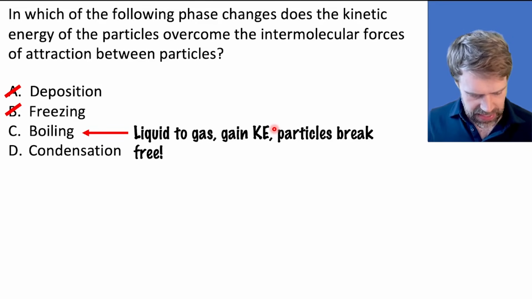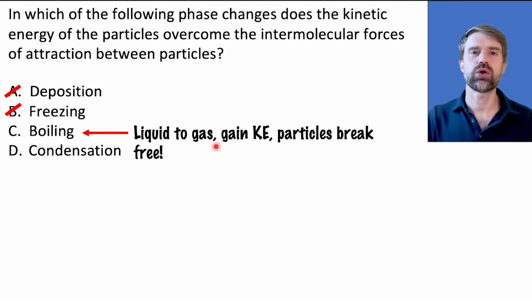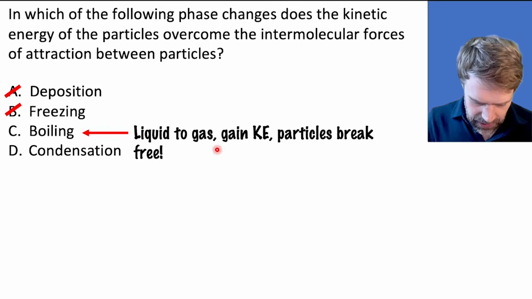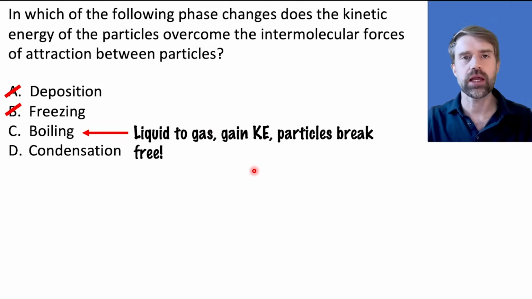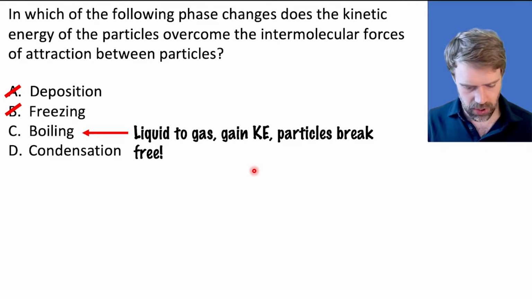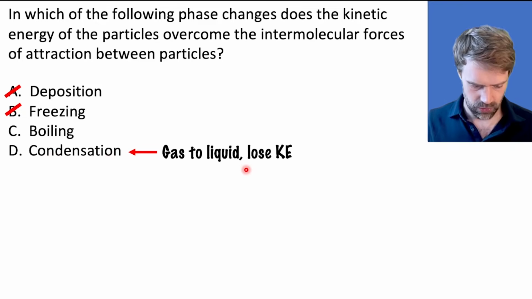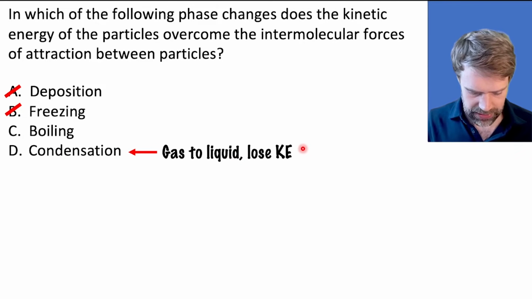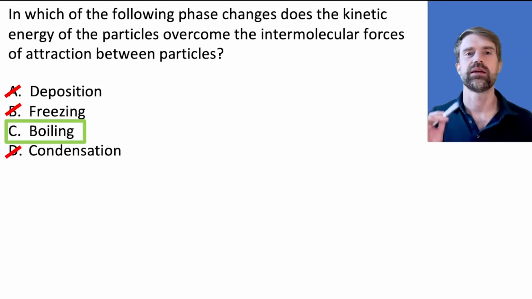Choice C is boiling, when a liquid turns into a gas. Here you have to absorb heat and gain kinetic energy so the particles are moving faster and faster and they can break free of the attractive forces and turn into a gas. This is probably our correct answer, but let's just check D to be sure. Condensation is when a gas turns into a liquid. This also requires the particles to lose kinetic energy so they can stick together. So choice C is definitely correct.